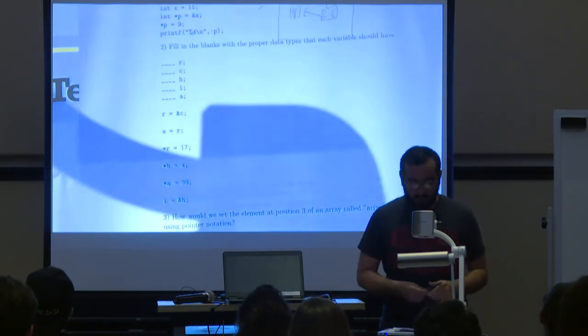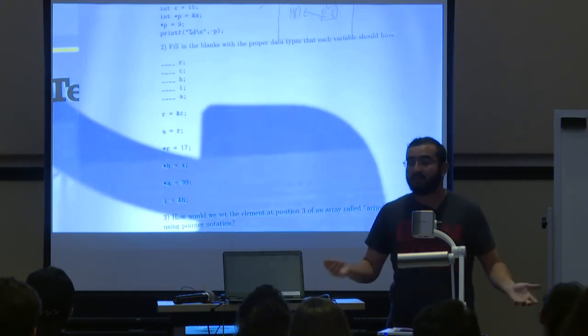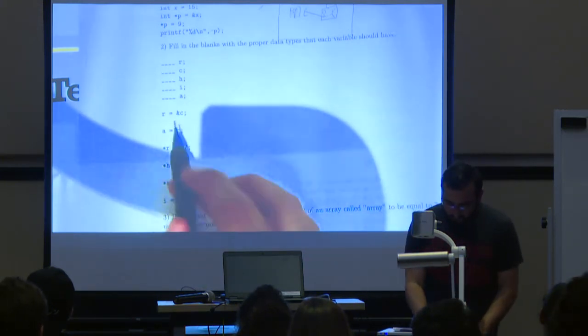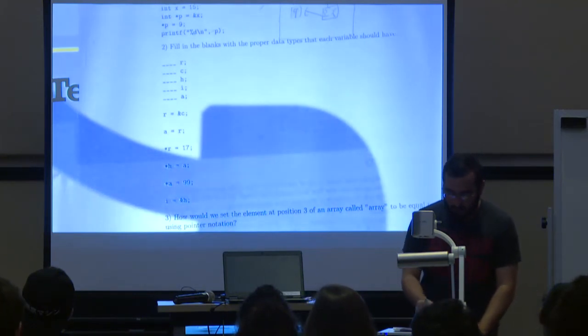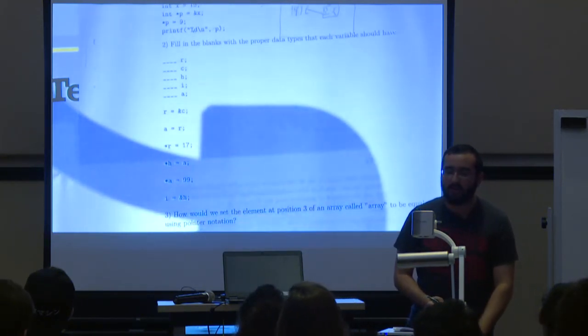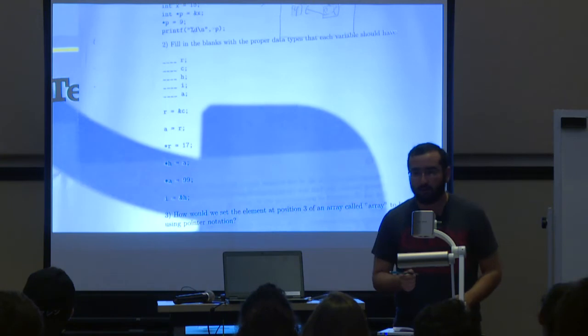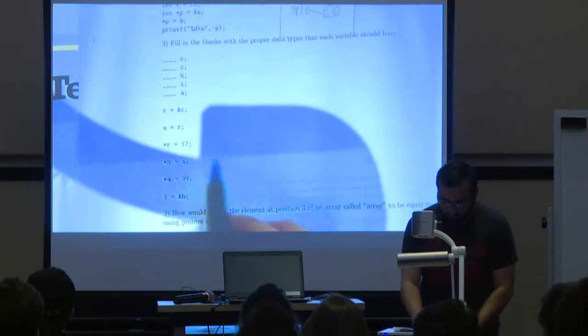We don't know if c is a double. We don't know if c is a float. We don't know if c itself is a pointer. So we have to move on. Here we have a equals r. If we're assuming all of the lines of code are valid, that means whatever r is, a also is. But again, we don't know what r is yet.